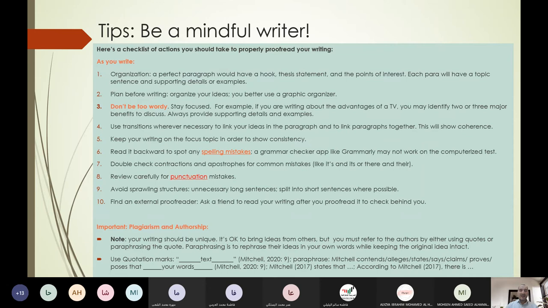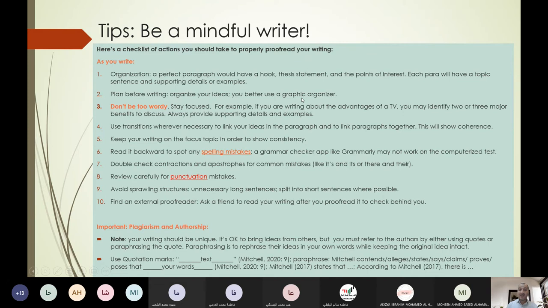Here is a checklist you need to take care of as you write. Organize your writing. You should have a hook, a thesis statement, and points of interest. Each paragraph should have this. Plan before writing. Organize your ideas. Use a graphic organizer, perhaps.